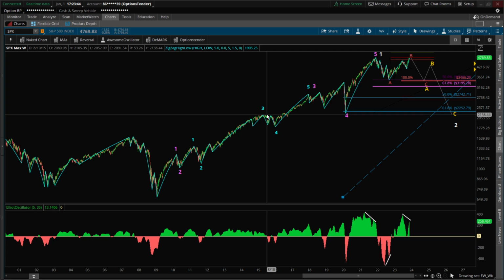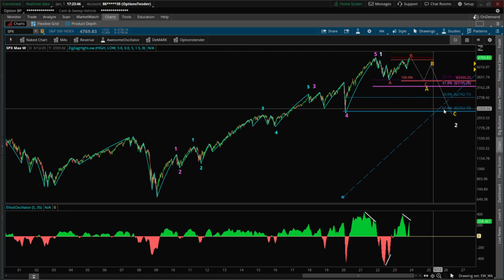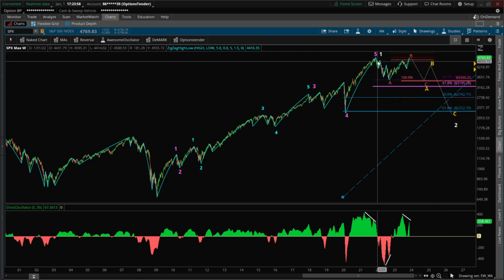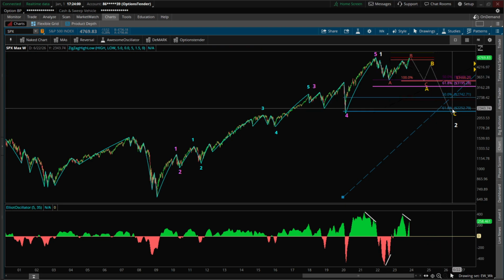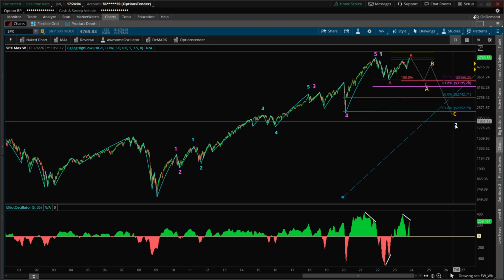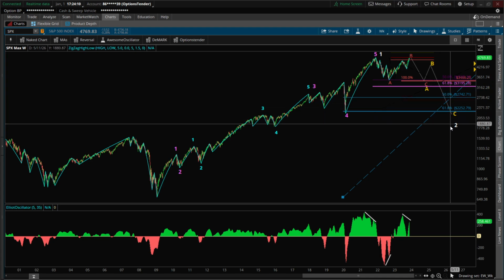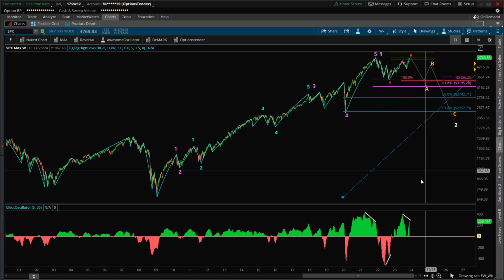2200 area. We'll just call it 2200 because that will be a zone. I think we'll have to spike through. Nothing really ever stops exactly on these. These are zones. Okay, so we'll call this 2200 zone. I think that this A, B, C flat will be our correction for our wave 2, and then we start a new bull market. This is going to take a lot of time. It's going to take a couple years to play out.